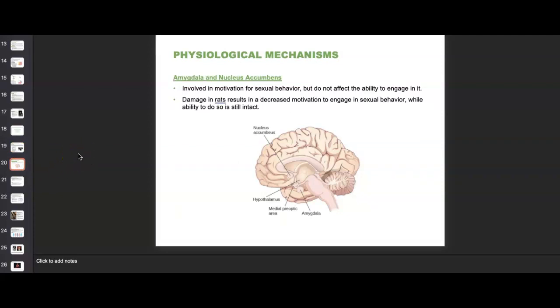The amygdala and the nucleus accumbens are involved in motivation for sexual behavior, but do not affect the ability to engage in it. Damage in rats results in decreased motivation to engage in sexual behavior, while the ability to do so is still intact. So the opposite is occurring from what we just said.